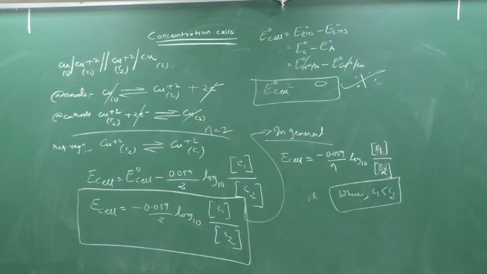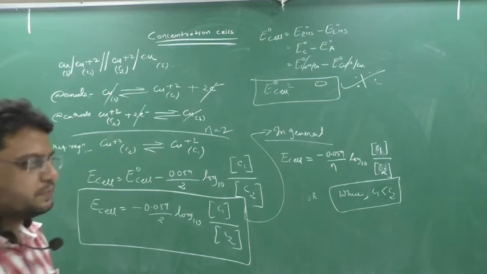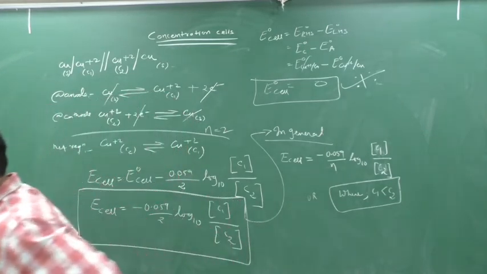Done? Chalo, write down. Continue my topic, means still 2-3 points you write down. In both the half cells, the positive ion is the same in the solution, but the concentration of Cu plus 2 ions are different.